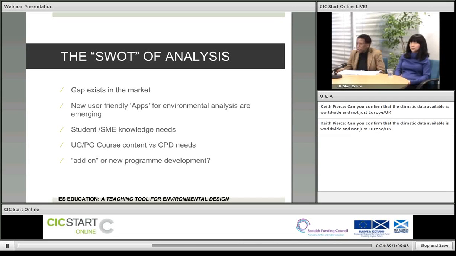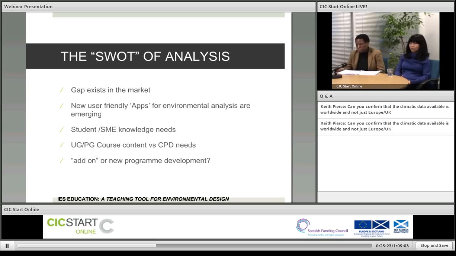So what's the SWOT? The strengths, weaknesses, opportunities, and threats of the analysis that we've done. Well, we think there's a gap in the market, certainly. A company that shall not be named has sold its equivalent program to a larger company. Therefore, support is quite limited. So we think that IES, particularly for the Scottish education, architectural education and practice market, is very good. IES is a local company. It's got very brilliant academics and has very good support. So we think this is certainly an area that could be developed.